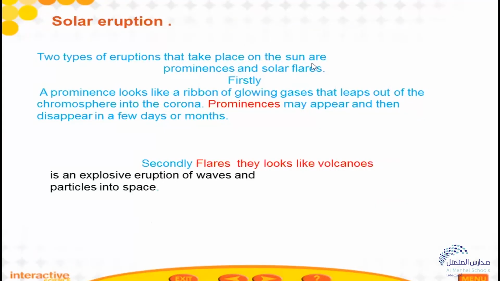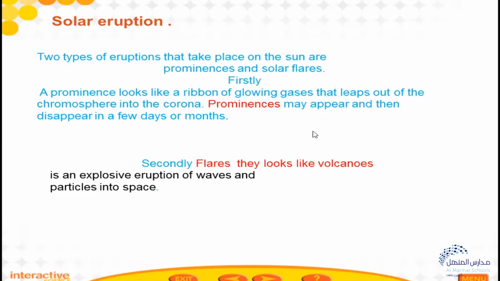Also, there are 2 phenomena that happen in the sun. Because of the eruptions of the sun, we have sun prominences and sun flares. Firstly, what is a prominence? A prominence looks like a ribbon of glowing gases that leaps out of the chromosphere into the corona. The prominence may appear and then disappear in a few days or months. Wow, that takes a long time, and it's huge.